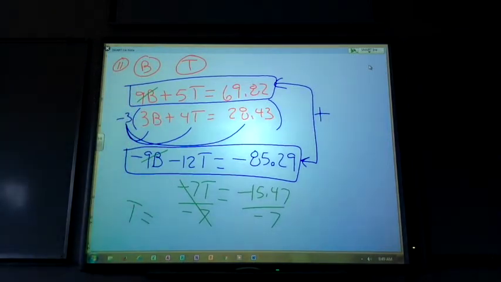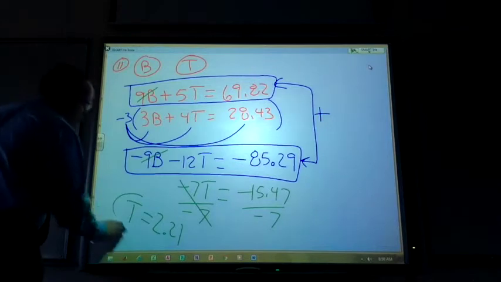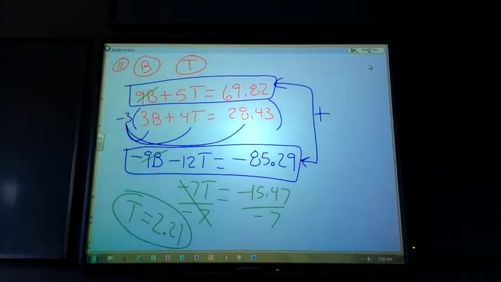You okay? 2.21. Double check it. 15.47 divided by 7, divided by -7? Negative over negative, 2.21. T is equal to 2.21.